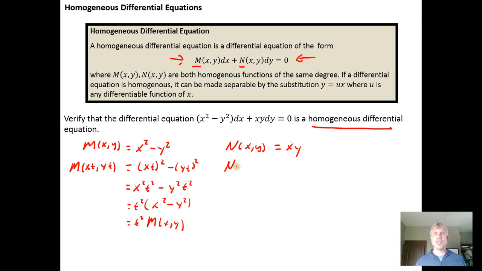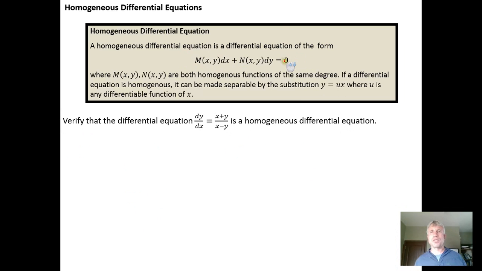And then we could do the same thing with this. We could say, let's replace the x with xt, replace the y with yt. So we're going to have x times y, but we're replacing x with xt and y with yt. And this is going to simplify to t times t, which is t squared, times x times y, but x times y is just the original function N of x, y, which verifies that N is homogeneous of degree 2. So because M and N are homogeneous of degree 2 and our differential equation is in this form, we have a differential equation that is a homogeneous differential equation.